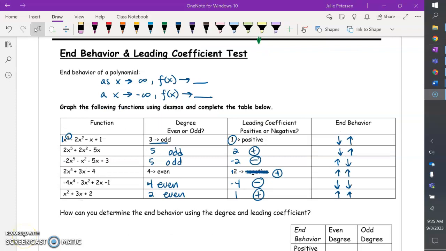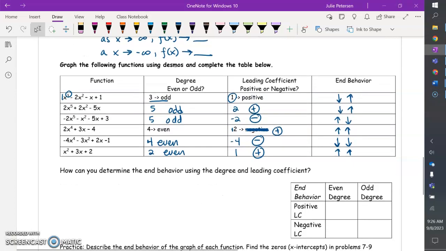Okay, so hopefully you filled out that table now with the different degrees and the sign for the leading coefficient and then the end behavior arrow. So go ahead and check your work. And then let's kind of summarize what is going on here. So if we want to determine the end behavior, like what's happening at the right and left of the graph, using the degree and the leading coefficient, hopefully you noticed the pattern that when we had an even degree, the arrows went the same way. Right? Either up, up, or down, down.